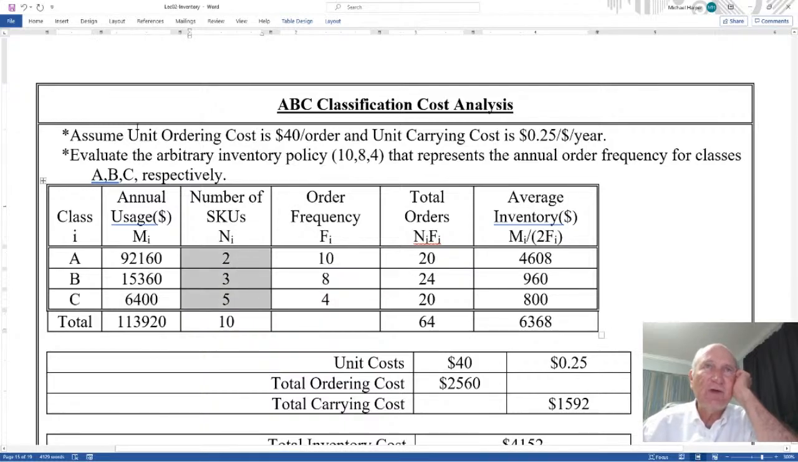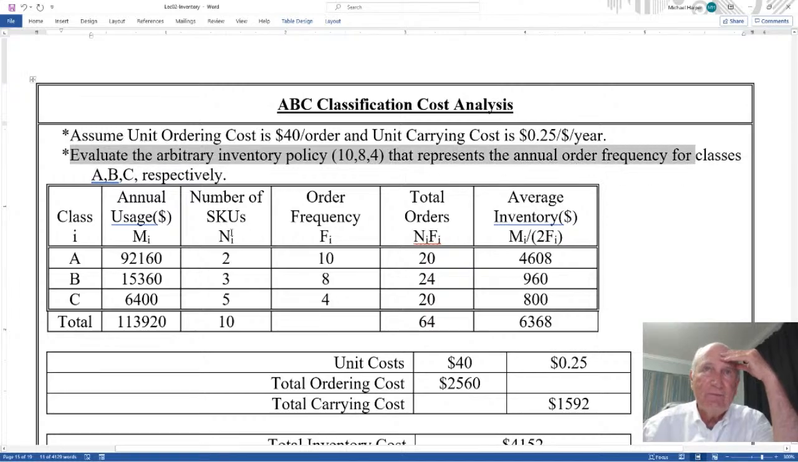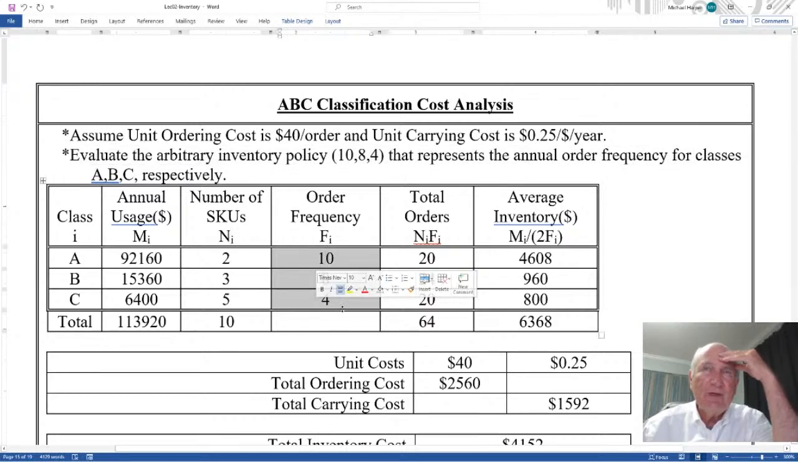Now let's assume that we have an ordering cost of $40 per order, a carrying cost of 25 cents per dollar per year, because these are in dollars. So let's evaluate an inventory policy of 10, 8, 4, which represents the annual order frequency. What this says is each one of these items I'm going to order 10 times over the year. That's my order frequency.